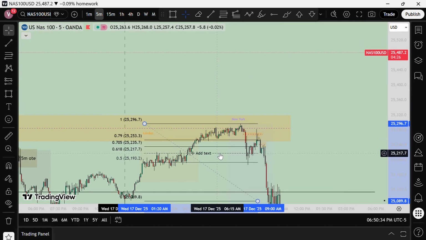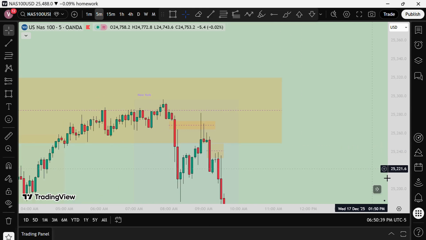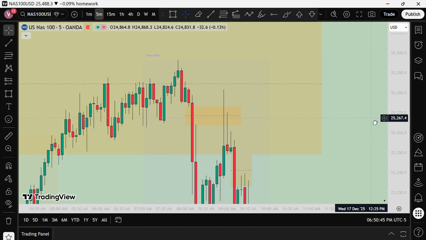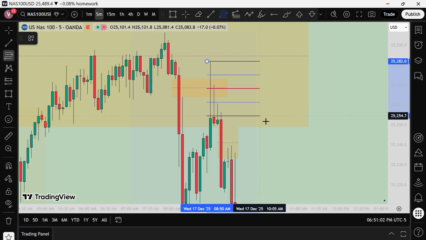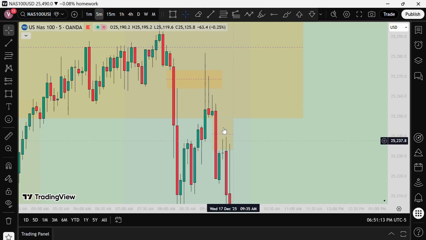Talking about our SL, we can place it here 5 points above it if we are entering on this fair value gap, or we can place it here or just above this if we are entering here on the second fair value gap.